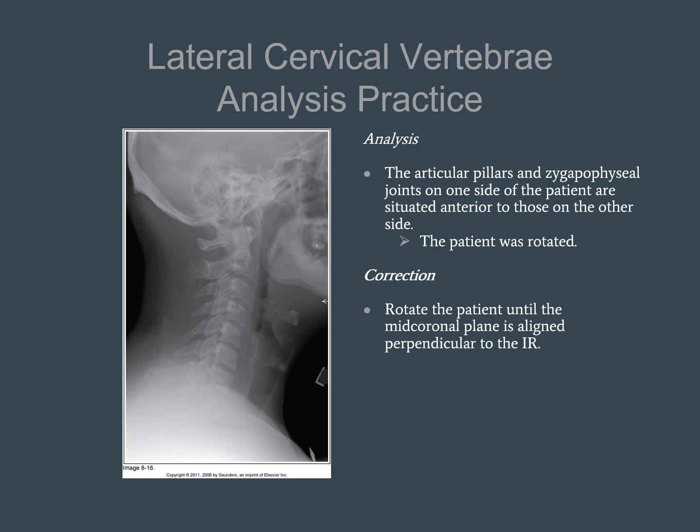So now let's review a practice analysis of the lateral cervical vertebra. By looking at this, you can see that the articular pillars here and the zygapophyseal joints are not superimposed as they should be. The joints on one side of the patient are situated anterior to those on the other. This should indicate to you that there is some degree of rotation. In order to correct this image for our repeat, we would need to rotate the patient until the mid-coronal plane is aligned perpendicular with the IR.